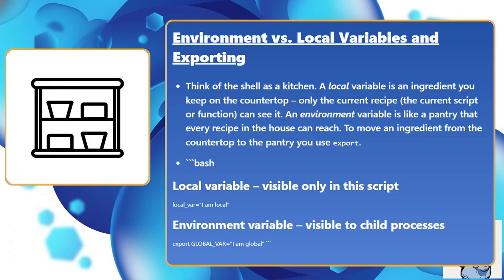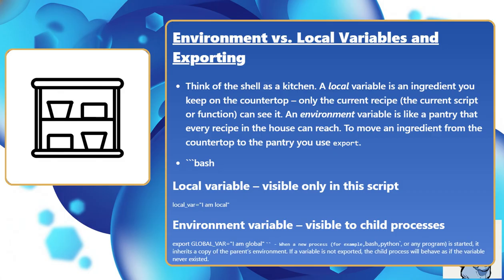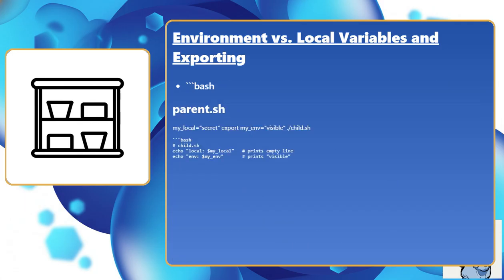# Local variable visible only in this script. local_var="I am local". # Environment variable visible to child processes. export global_var="I am global". When a new process, for example Bash, Python, or any program, is started, it inherits a copy of the parent's environment. If a variable is not exported, the child process will behave as if the variable never existed.